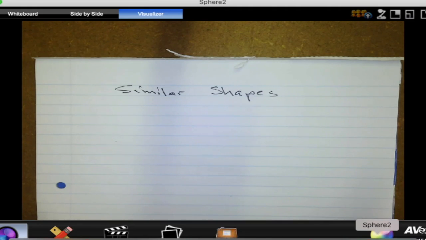Yes. Two shapes that are the same shape but different sizes. So they could have the same shape but different sizes. Okay. Same shape but different sizes. Yes, they could be the same shape, different length, but the angles could be the same.